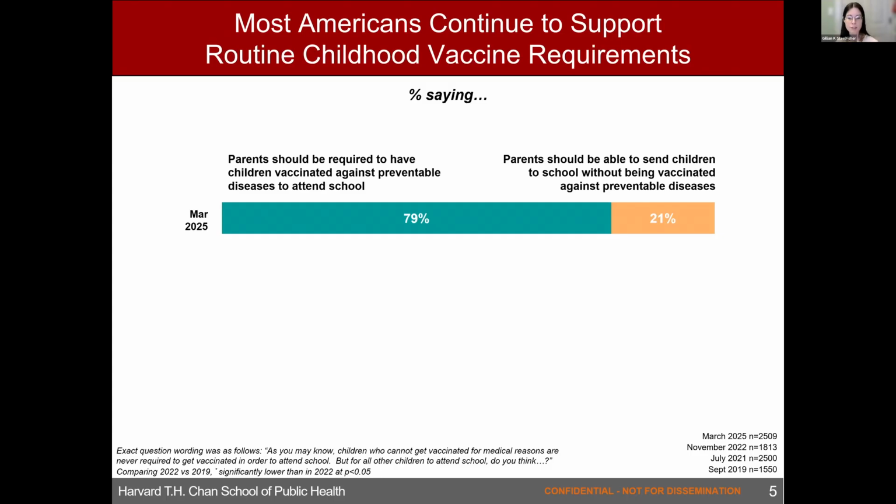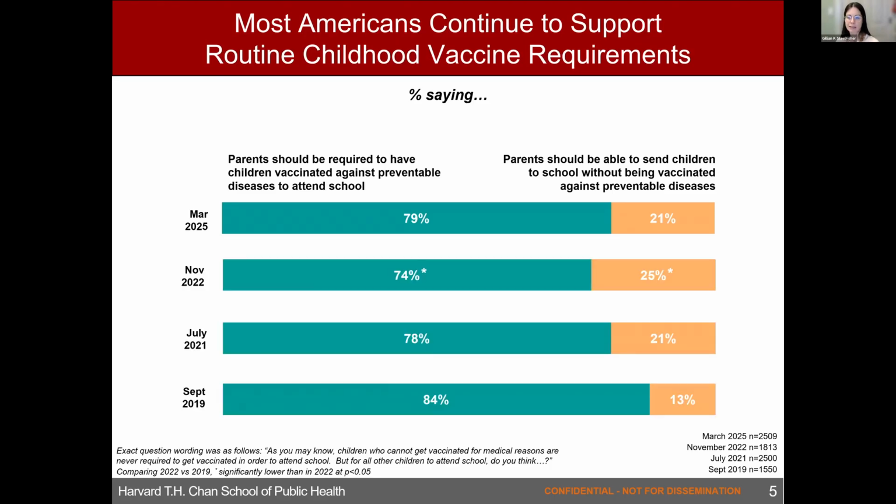But we frame the question so that people hear, as you may know, children who can't get vaccinated for medical reasons aren't required. We give them all that information, and then we ask what should the policy be? And surprisingly, even though you might not find it in the news, most people say parents should be required, about four in five. And I will say off the record that I have seen more recent data, and it holds up. So this is not dramatically changing, even though the story about what's happening is.